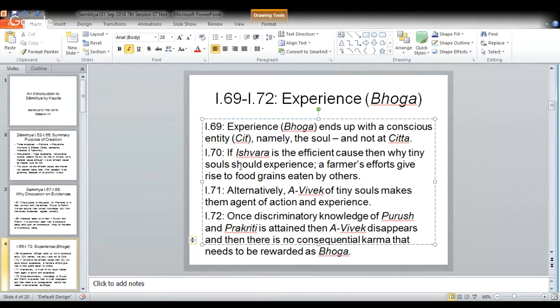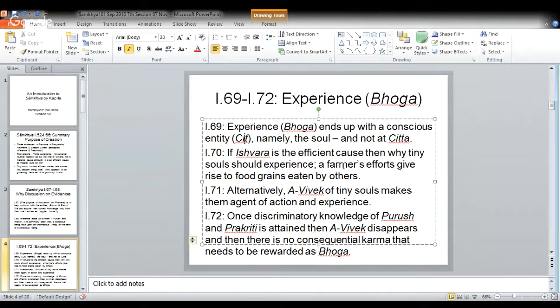1.70, akartu api falopabhogo annadyavat. Now somebody is saying this whole universe is made by Ishwar, but why are the experiences felt by us, the tiny souls? So this is articulated in 1.70. This is a doubt being raised by the layperson. If Ishwar is the efficient cause, as we had seen in last week's session, then why should tiny souls experience the events? Then in the later part, Kapil is offering the answer also.